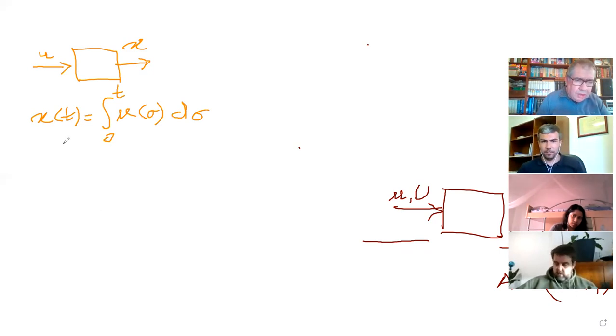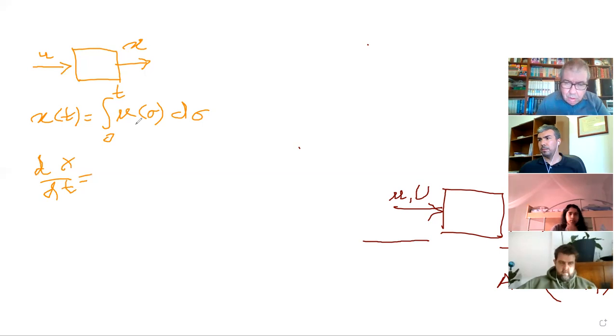Now, I don't have any theory for the integral. Actually, I can't have it. For the moment, we only know how to tackle derivatives. How can I replace this? How can I get a differential equation for x? Suppose that I differentiate everything here. So dx dt is equal to what? It is the derivative of the integral of u.